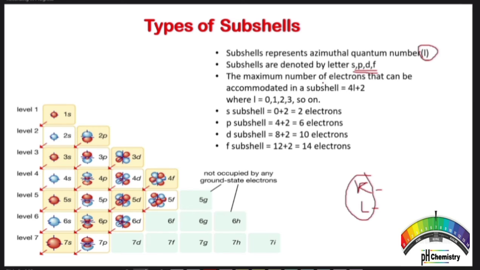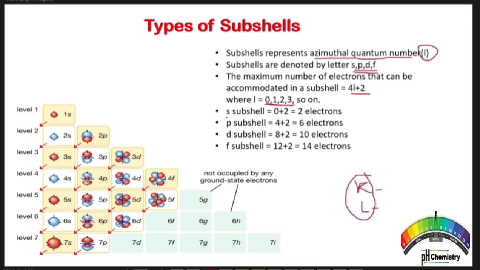Now, how is the maximum number of electrons in the subshells calculated? It is calculated by the formula 4l plus 2, where l is the azimuthal quantum number, and the value of l does not start from 1, it starts from 0. So for the subshell s the value is 0, for the subshell p the value is 1, for d it is 2, for f it is 3. It is just like natural numbers start from 1 and whole numbers start from 0. So it is like whole numbers.